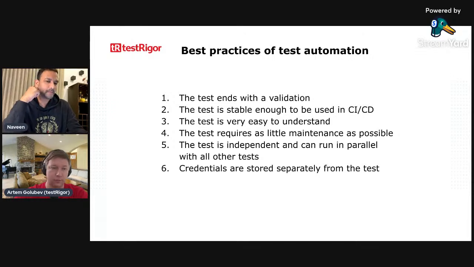Second best practice is to make tests as stable as possible, and particularly stable enough to be used in CI/CD. Well, the goal of automation is basically to deliver functionality to production as fast as possible. And if your tests are stable enough, so they can be executed, let's say, on every engineer's change and provide meaningful feedback, then it's definitely what provides the maximum value of your tests.